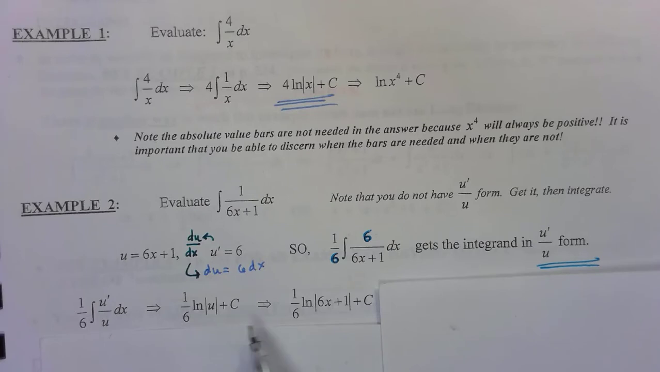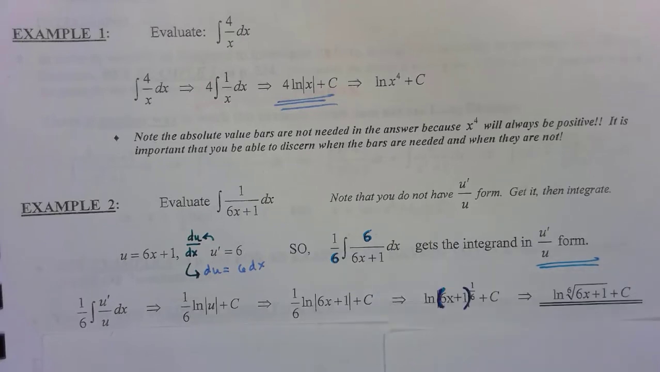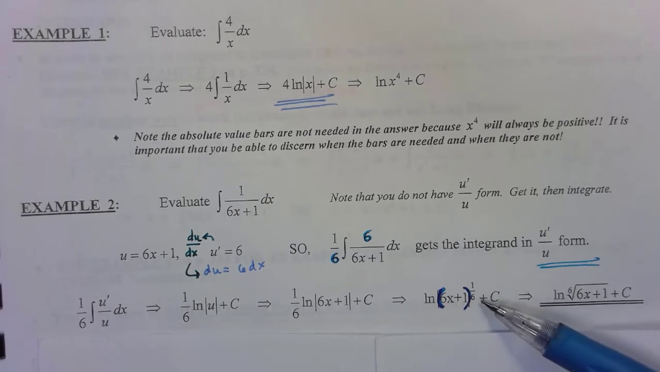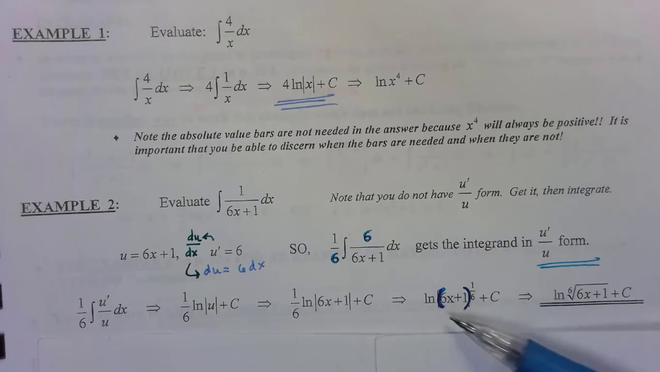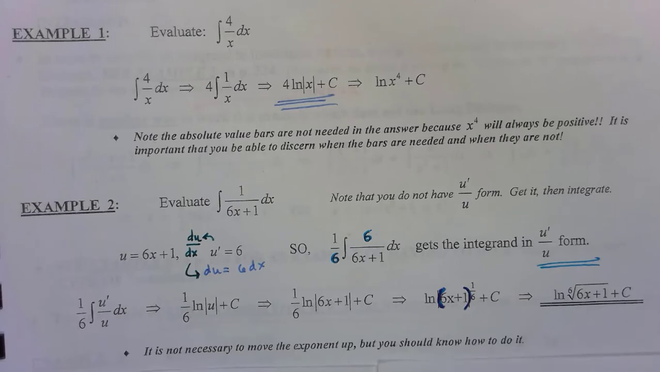We're going to substitute back what our u is, and also the 1/6 is a coefficient. It is 1/6 as an exponent, so the 6th root. Again, I don't need the bars, because once I'm talking about the 6th root, we know this quantity cannot be negative. It's not necessary to move the exponent up, but you should know how to do it. Sometimes it's advantageous in a problem.